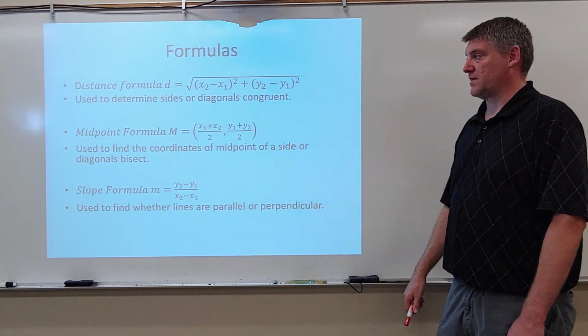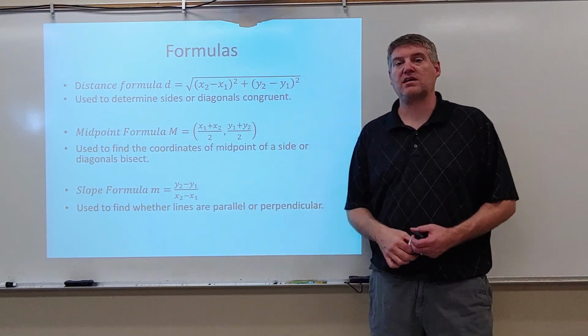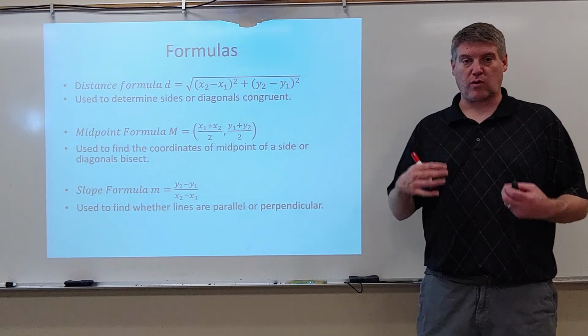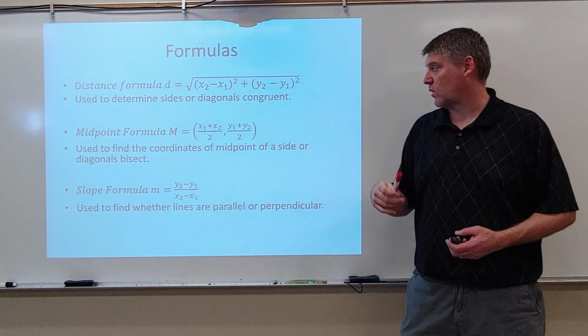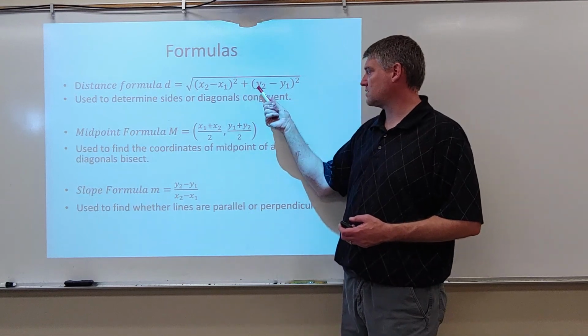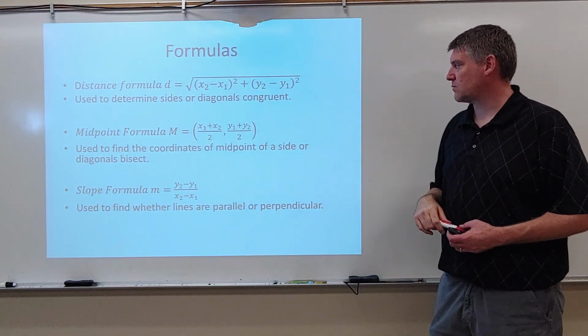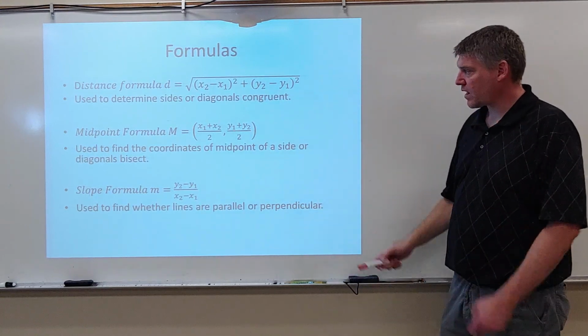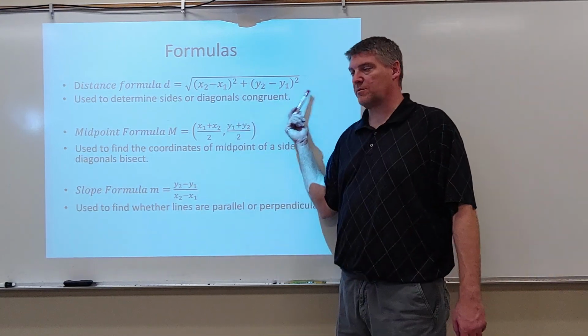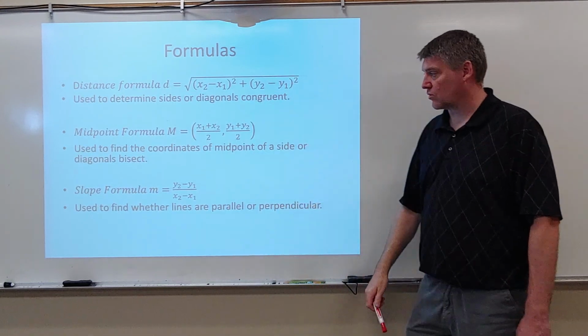So the distance formula. Distance formula is d equals the square root of the quantity x sub 2 minus x sub 1 quantity squared plus quantity y sub 2 minus y sub 1 quantity squared. That whole thing square rooted, okay? This is used to determine if sides or diagonals are congruent.